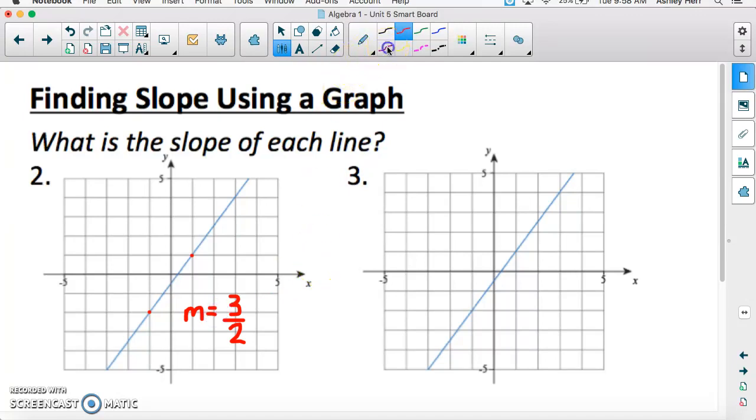Okay, do number 3 on your own. Find a point on the line where it crosses a point exactly. Find 2 of those points and then count the difference between the 2. I think this is the same problem. My apologies. If you look at it, it's the exact same problem. I meant to put a different one in there, but it goes up 3 over 2, so it's the same.